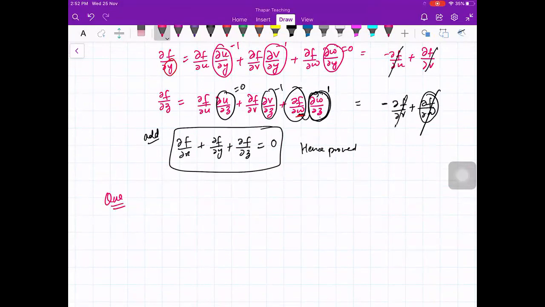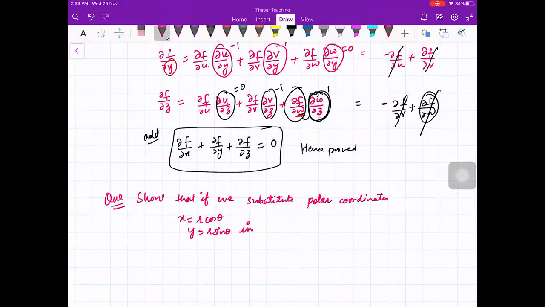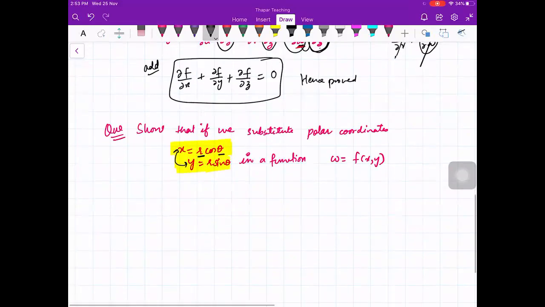Okay, so it is given that, let me write the full statement. Show that if we substitute polar coordinates x is equal to r cos theta, y is equal to r sin theta in a function w is equal to f(x, y). So everybody knows that these are the polar coordinates. Even if you don't know, that's okay. We can always translate x, y in terms of r and theta like this, right?